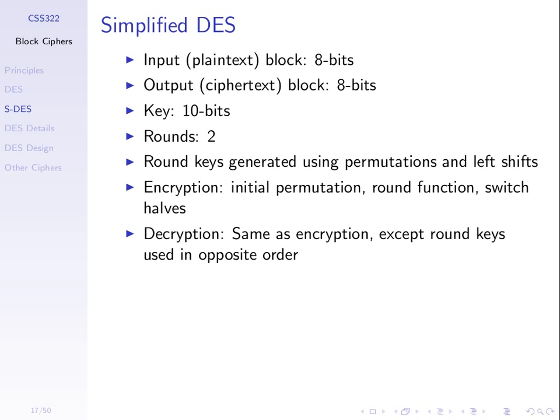In Simplified DES, we deal with 8-bit blocks, so it's cut down to operate similar to DES. We look at 8 bits of plain text and produce 8 bits of ciphertext. The key will be 10 bits. And in real DES we have 16 rounds, that is, we apply some function and then repeat it 16 times. In Simplified DES, just 2 to speed things up.